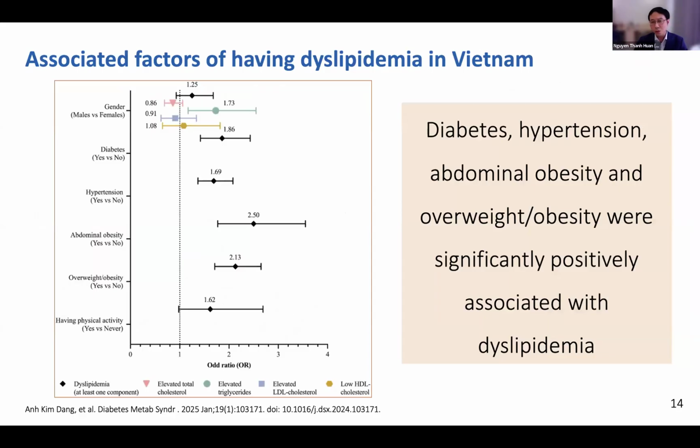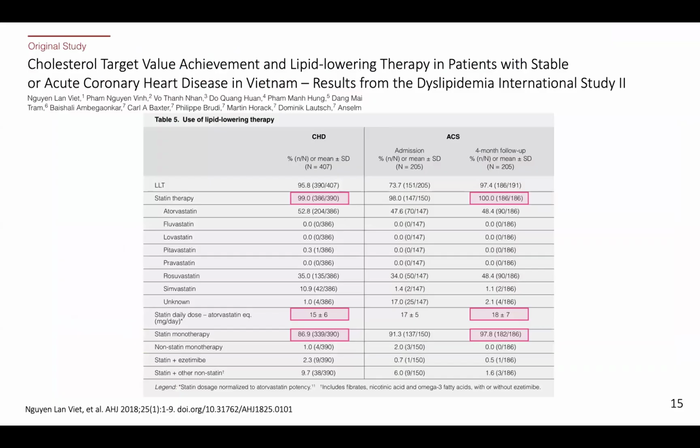And this study also found that diabetes, hypertension, abdominal obesity, and overweight or obesity were significantly positively associated with dyslipidemia. And importantly, although not statistically significant, physical inactivity was also observed to potentially increase the risk of dyslipidemia in my country. And how about achieving dyslipidemia goals in Vietnam?